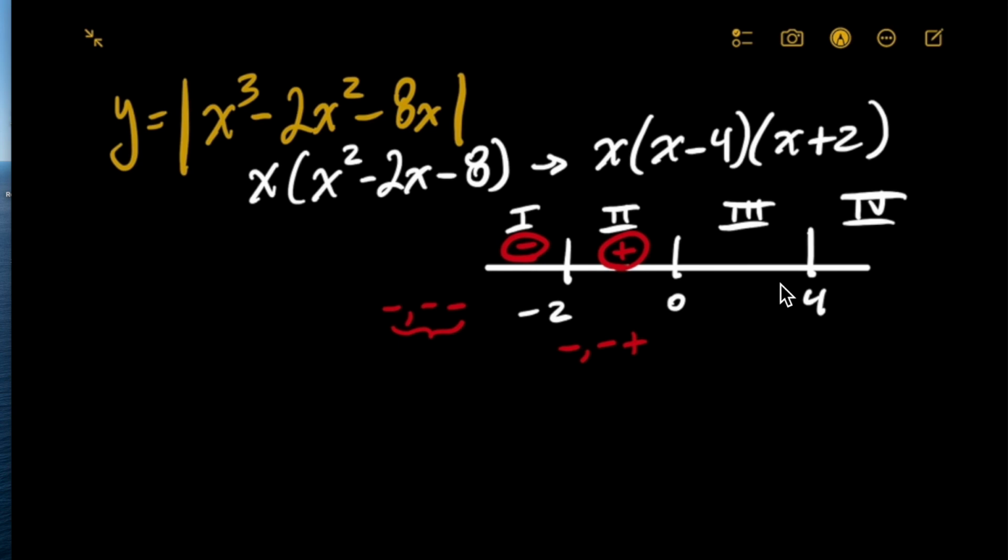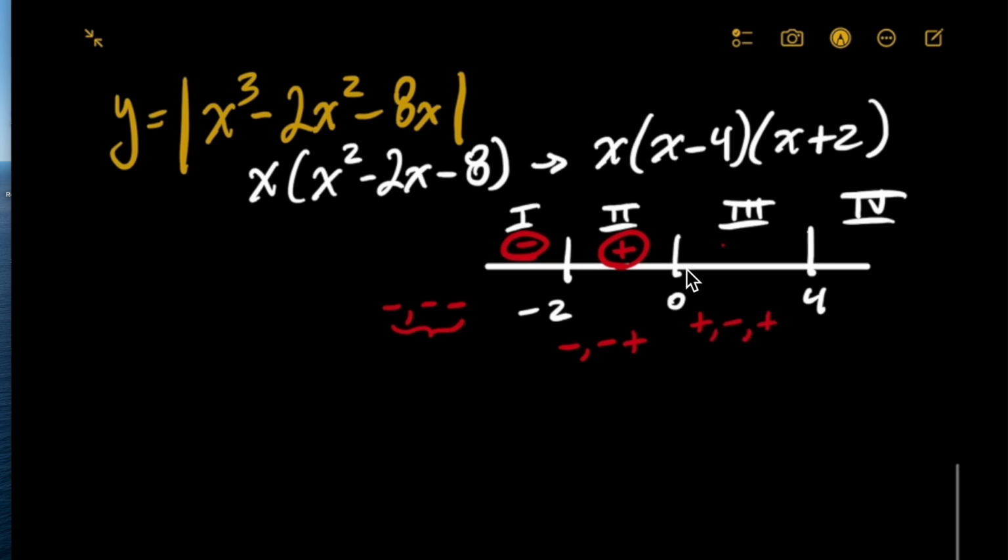Here in zone 3, I'm going to use 1. So we're going to have a positive, a negative, and a positive. That whole function then will be negative. And finally here I'm going to use x equals 10. That's going to be positive, positive, and positive.